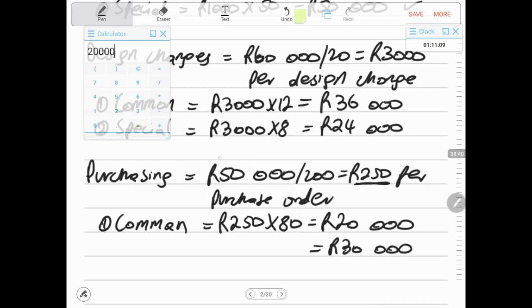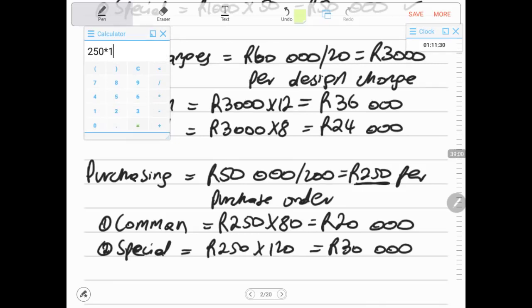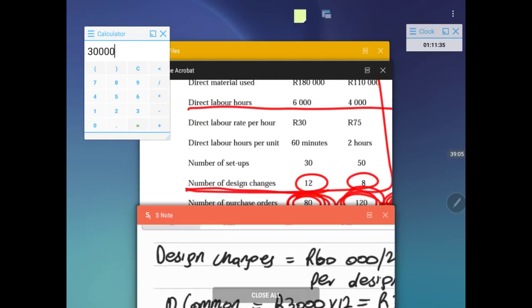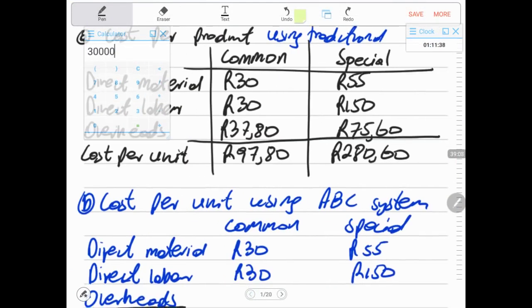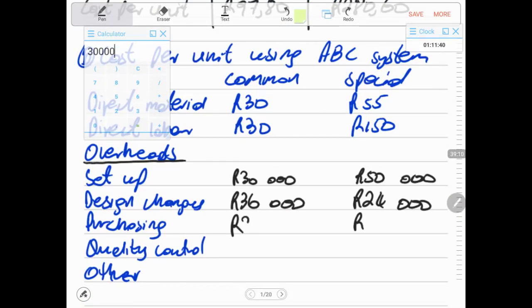Why am I confident? Because the total amount that I was allocating to these two products is 50,000. So Product Special will definitely have to be 30,000 rands. And to say the rate of 250 times 120, it is 30,000 rands. So now you can see the confirmation: 30,000 plus 20,000 will be 50,000. Here we have 20,000, and here we have 30,000 rands.